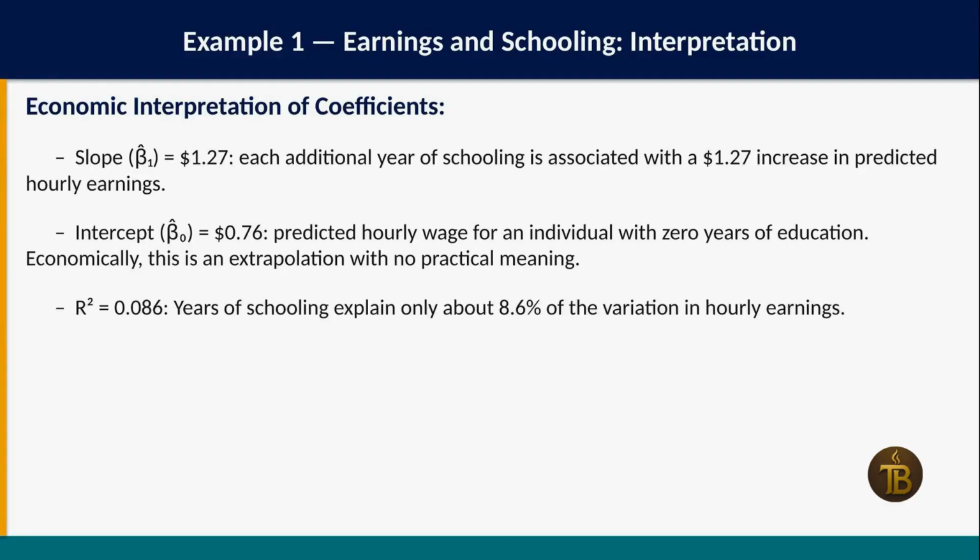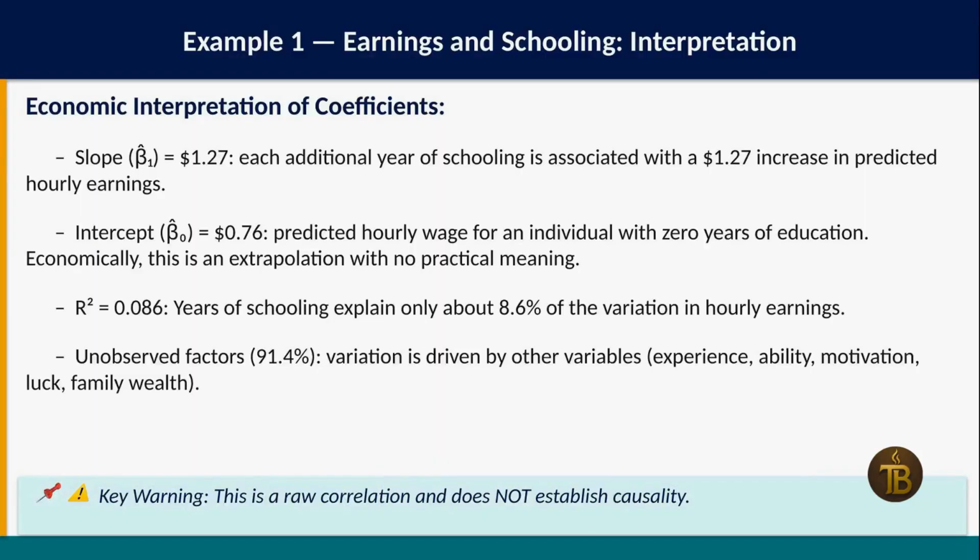R squared of 0.086 tells us that years of schooling alone explain only about 8.6% of the variation in hourly earnings. That leaves over 91% of the variation explained by other things entirely: experience, ability, motivation, luck, family wealth. And here's the critical warning: this is just a raw correlation. It does not by itself establish that schooling causes higher earnings.